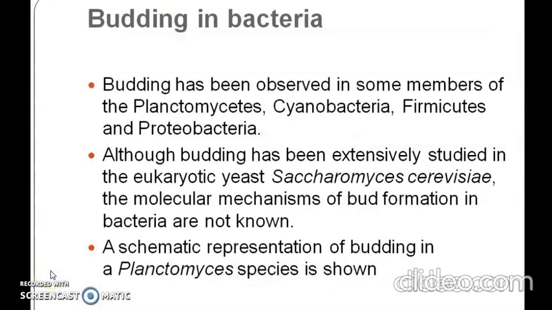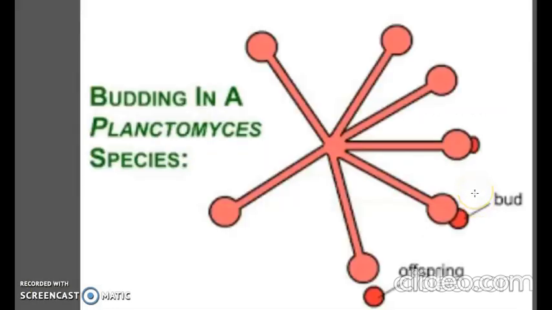Although budding has been extensively studied in the case of Saccharomyces cerevisiae, the molecular mechanisms of bud formation in bacteria are not much known. A schematic representation of budding in Planctomyces species is shown in the next slide. In this diagram you can see the initiation of the bud, bud formation, and eventually the bud getting separated into a separate offspring.